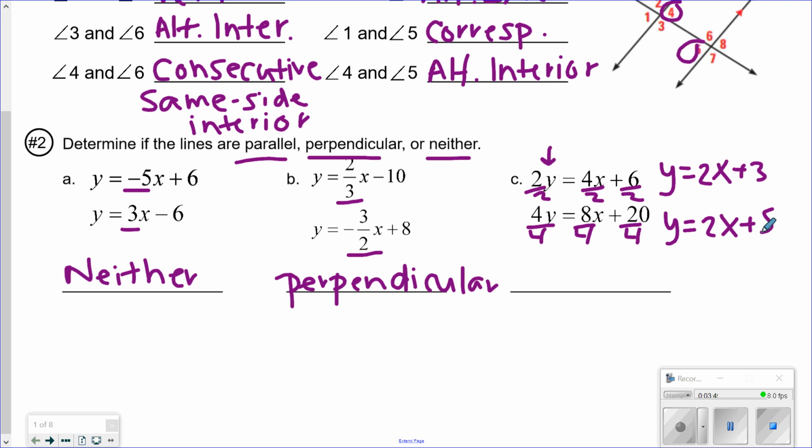So now I can look at my slopes. I have a slope of 2 and a slope of 2. So those have the same slope, meaning that these two lines are parallel.